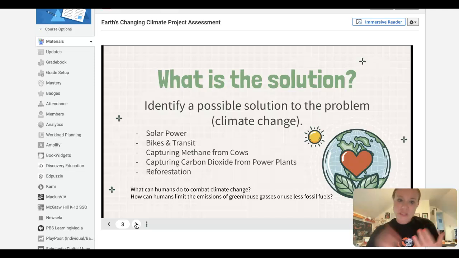Then we're going to look at some possible solutions. So we could talk about solar power or riding our bikes more or using public transit or maybe capturing some methane from cows or capturing carbon dioxide from power plants in different ways, reforestation. So what is a possible solution? And you should explain why you chose that solution, so why you think that solution is important or why that solution might work. You can talk about what humans might do to combat this climate change, what can humans do to limit their emissions of greenhouse gases or fossil fuels.